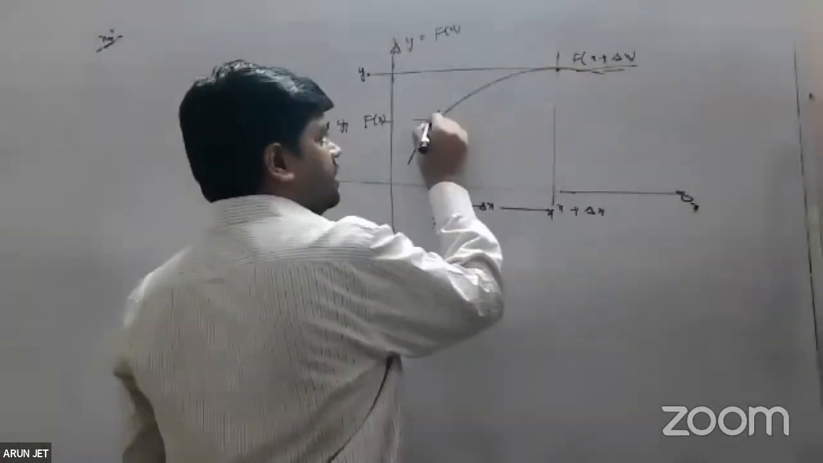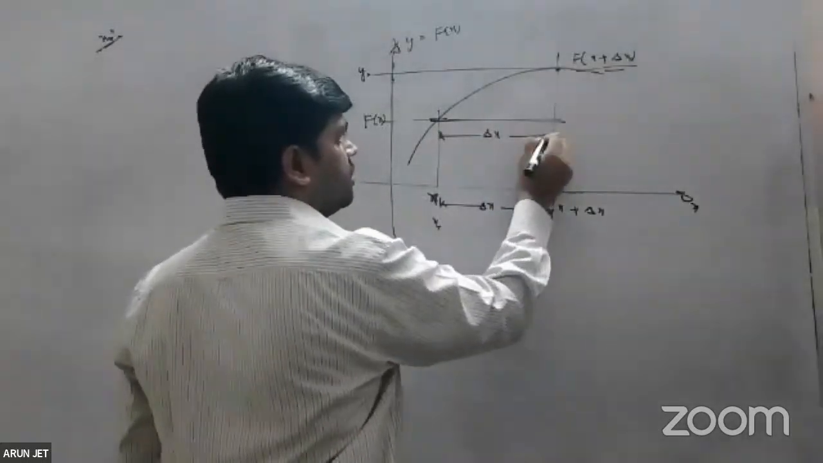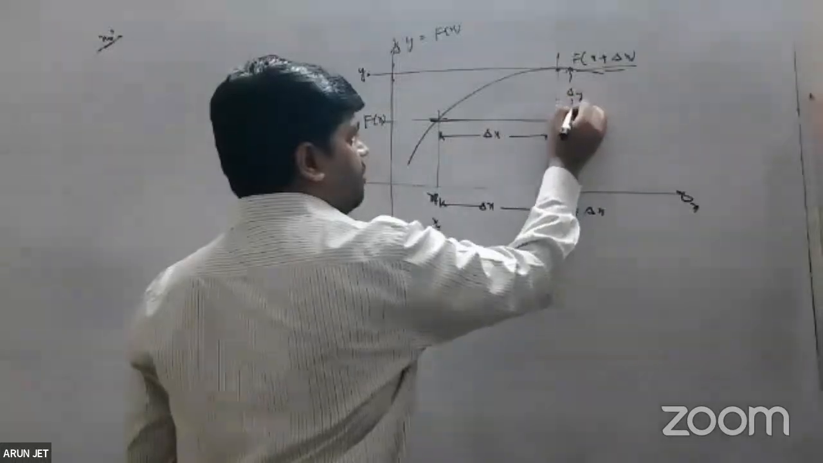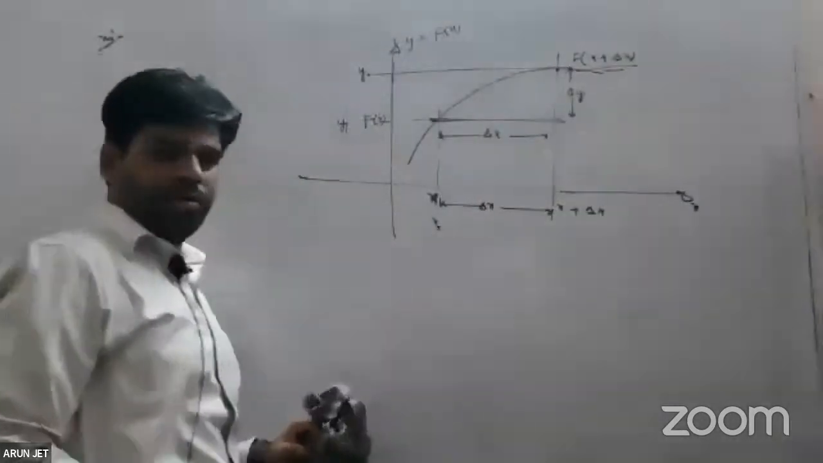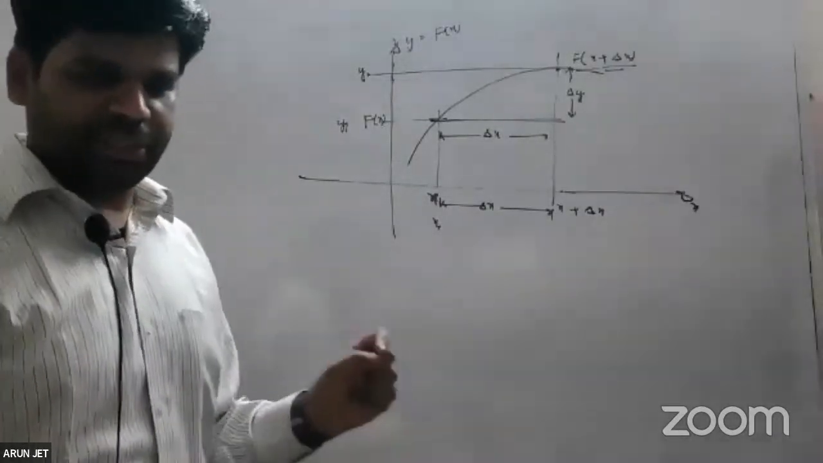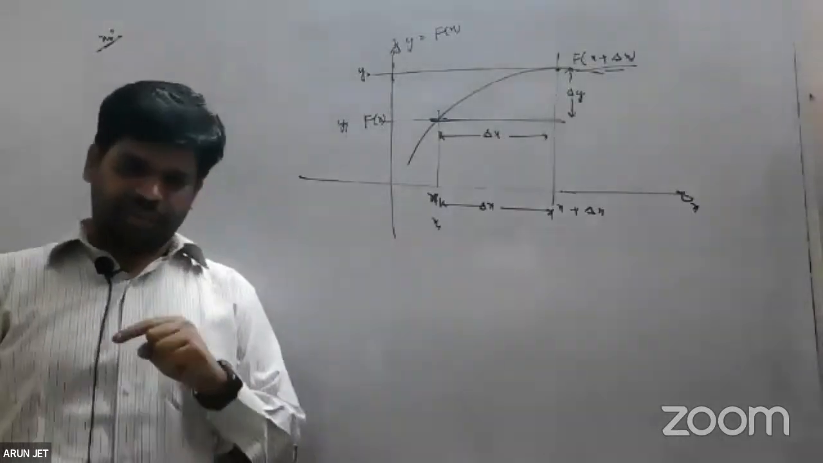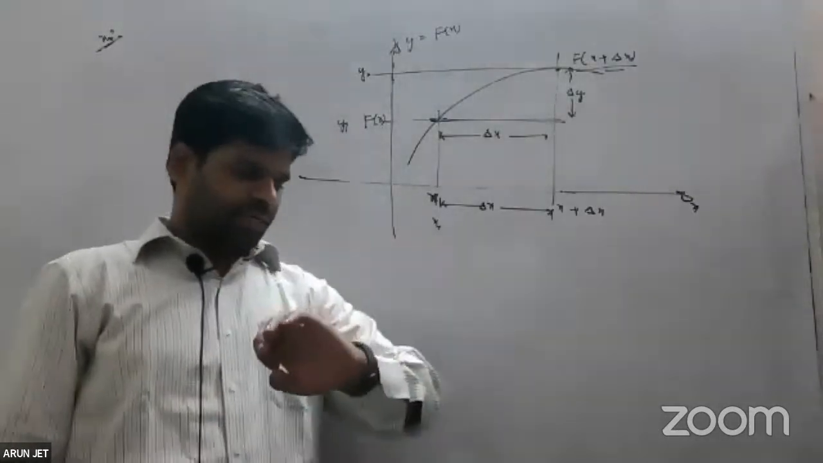So how much is this distance? This distance is delta x. This distance is delta y. Students, I'll go slow. That's okay. This is a very important concept. Right after this, we'll straight away enter into kinematics and come out. So let's go slow, but go strong.